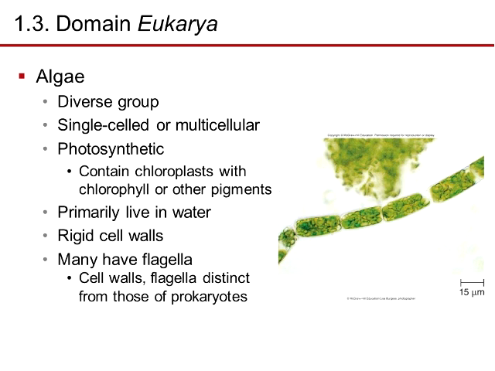Algae, on the other hand, are a diverse group. They're single-celled or multicellular, and they are photosynthetic. They contain chloroplasts, which are organelles that contain chlorophyll, which translates light into energy. They primarily live in water. They have rigid cell walls, and many have flagella. Flagella are distinct from those of prokaryotes.